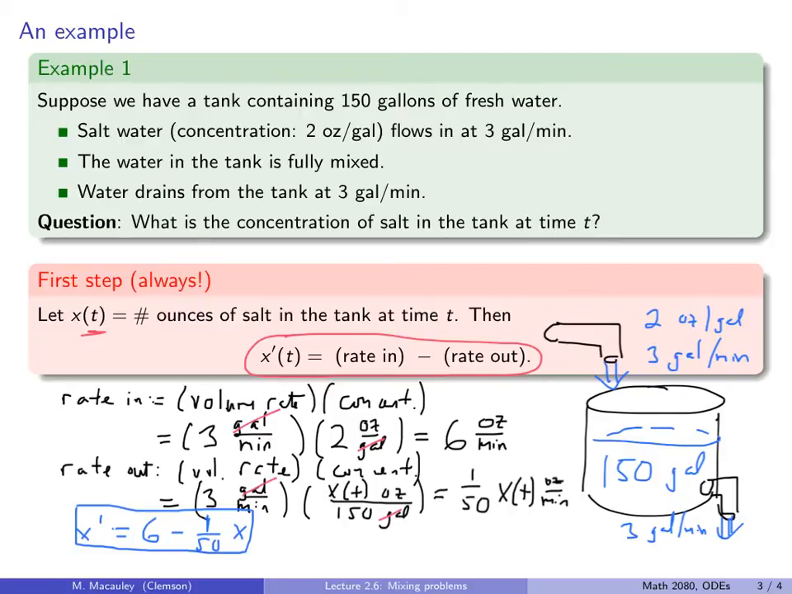Actually, I should add one more thing. This is just a differential equation, but we actually know an initial condition. We say we have a tank containing 150 gallons of fresh water. So that means that at time equals 0, we have no salt in the tank. So we also have the initial condition, x of 0 equals 0.